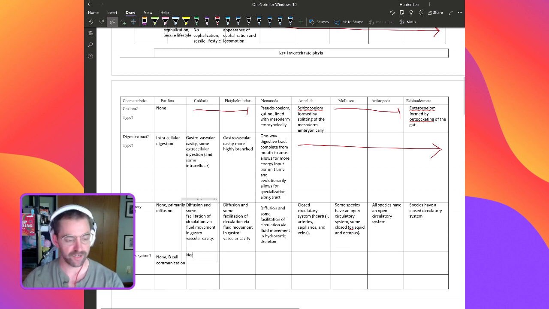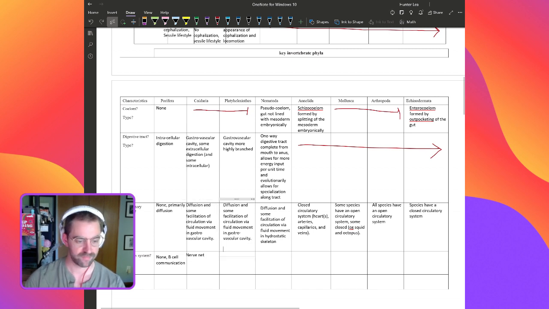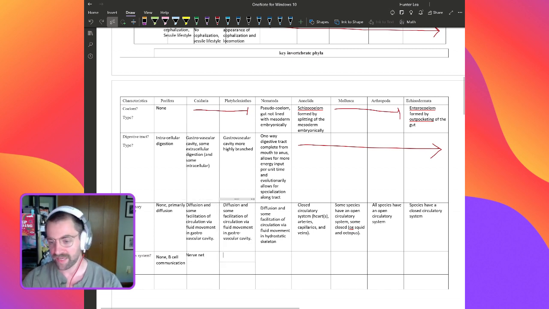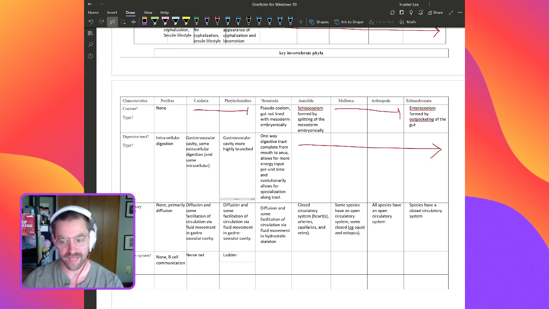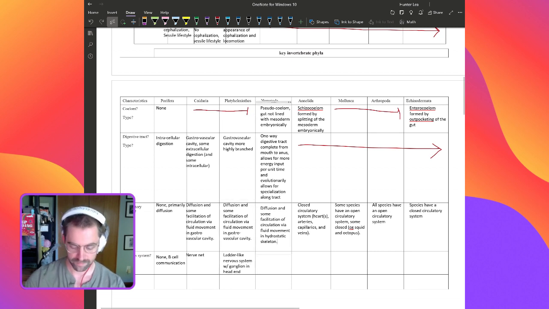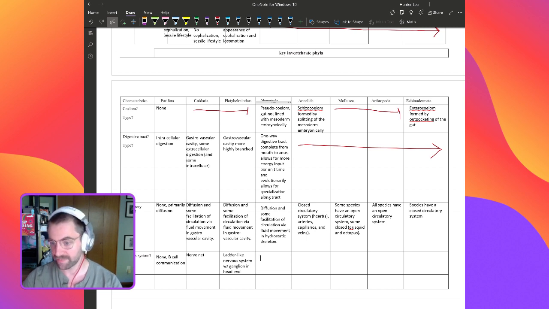Cnidaria have what's called a nerve net, so some specialization of nervous tissue. Platyhelminths have a ladder-like nervous system with a ganglion in the head end. Nematoda have lateral nerve cords.